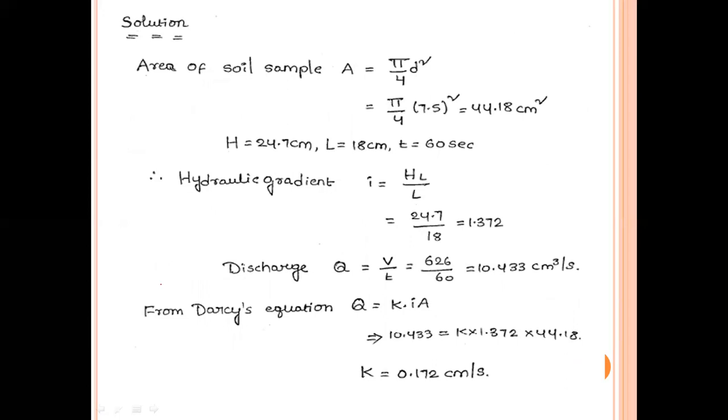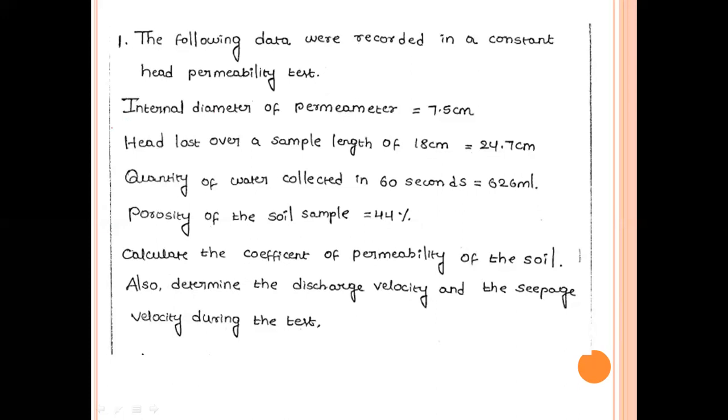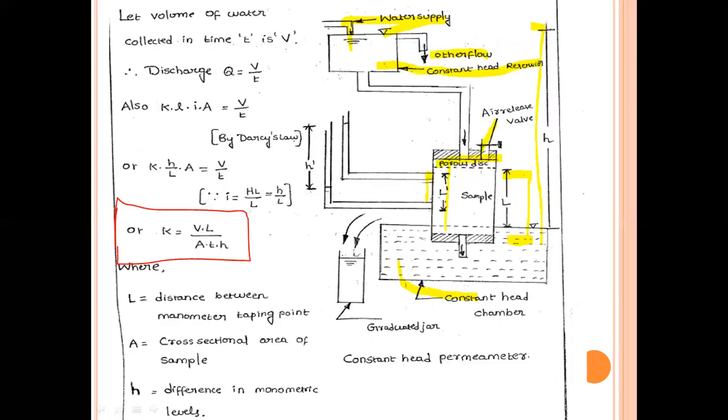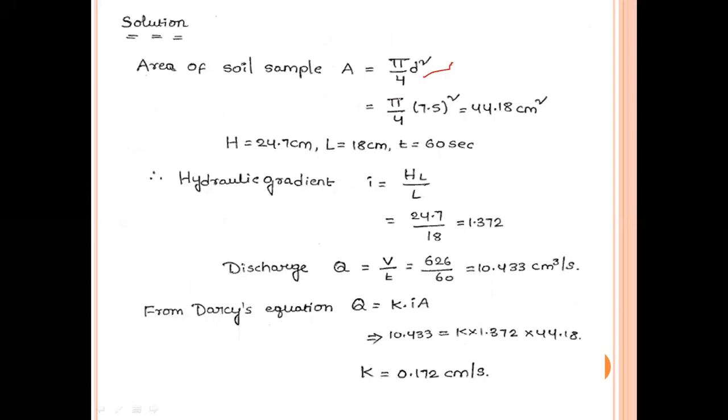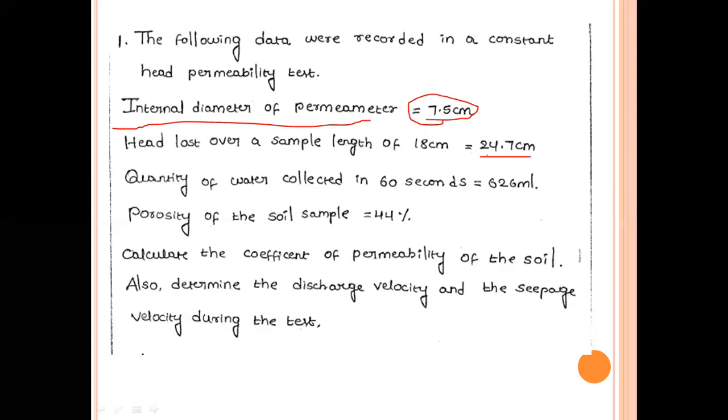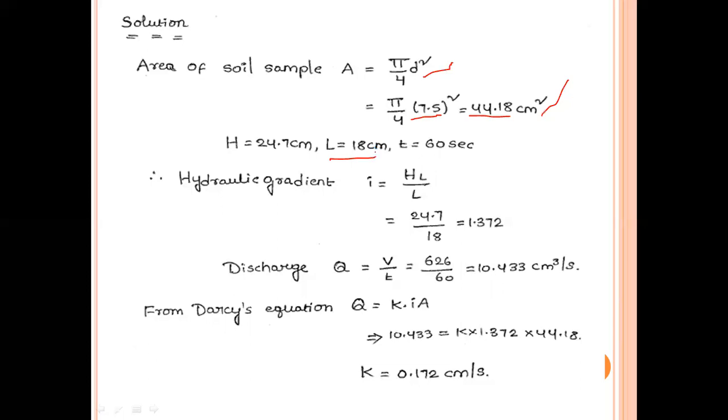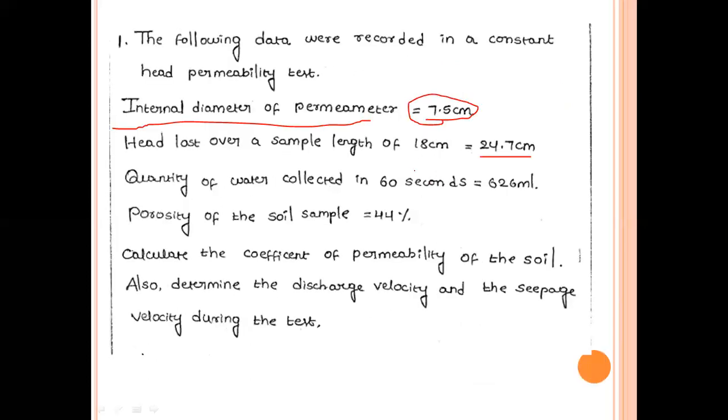Area of the soil sample A equal to pi by 4 into D square. Here D is the internal diameter of the permeameter, so diameter D is 7.5, as given. Substitute pi by 4 into 7.5 square, that equal to 44.18 centimeter square. Next, given data: H equal to 24.7 and L equal to 18 centimeters, this is the sample length, and T equal to 60 seconds.